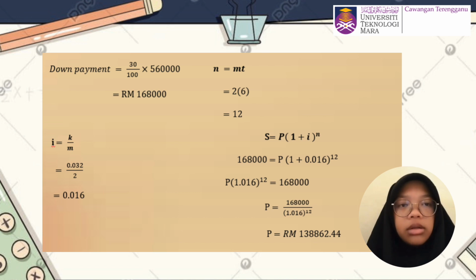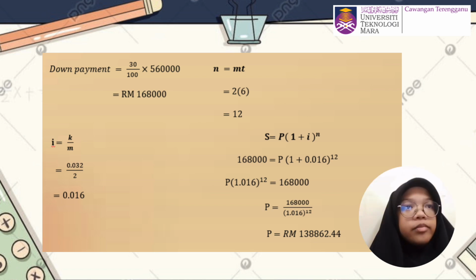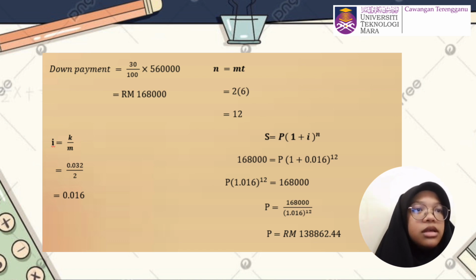Then we got 168,000 equals P times 1 plus 0.016 to the power of 12. After that, P times 1.016 to the power of 12 equals 168,000. P equals 168,000 over 1.016 to the power of 12. And after that, we got the answer that Adriana should invest RM 138,862.44 to have enough money for the down payment.